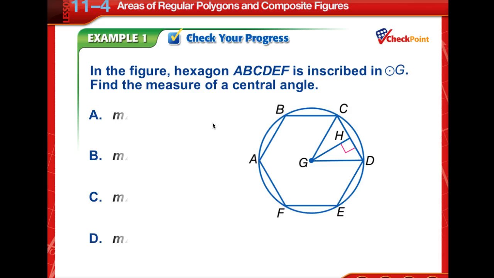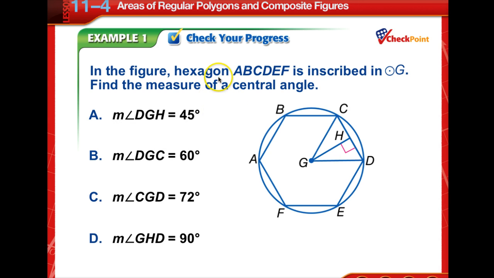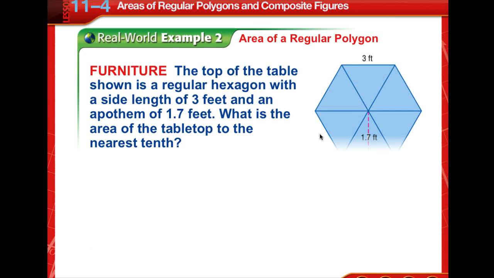Time to check your progress. Find the measure of the central angle of this polygon that's inscribed in circle G. So you've got 6 sides. 360 divided by 6 gives you 60. Excellent. You can find the area of any regular n-gon by dividing the polygon into congruent isosceles triangles. This strategy is sometimes called decomposing the polygon into triangles.